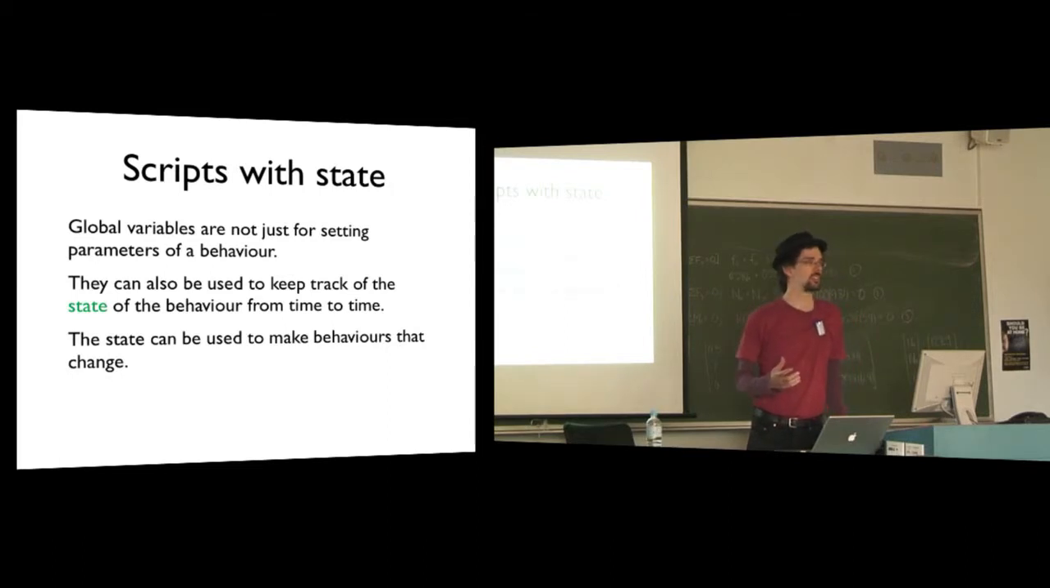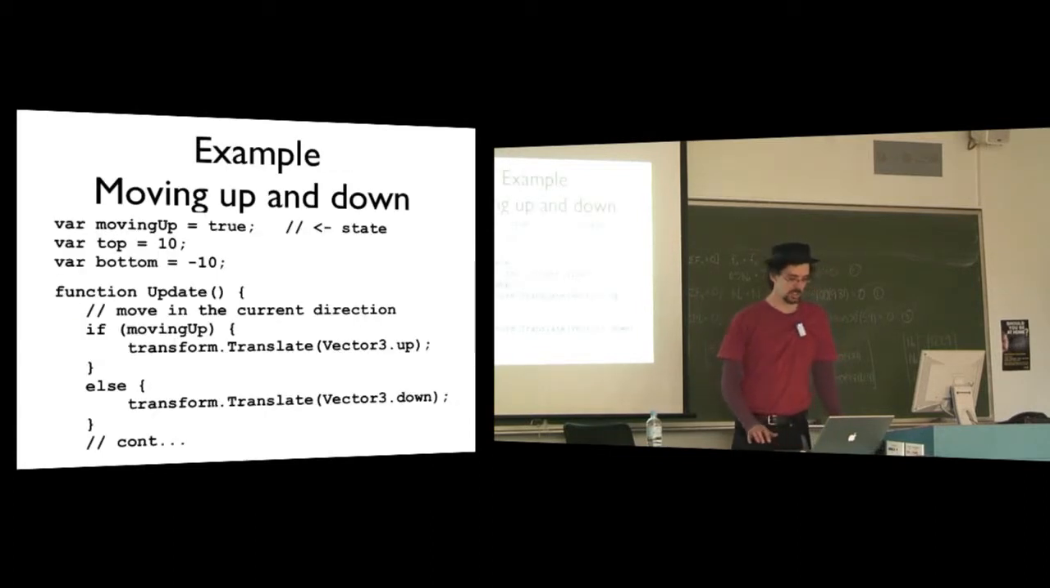You can actually use them internally in your behaviour to keep track of the state of that behaviour. The state could be a variety of different things, but it's what the behaviour is doing at the moment, and how that state evolves over time. We can use that to make behaviours that change what they do, so they're not always doing the same thing. The simplest example: somebody asked, how would I make an object that moves up and down?